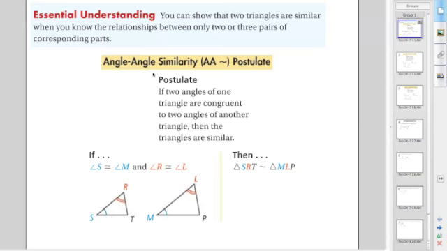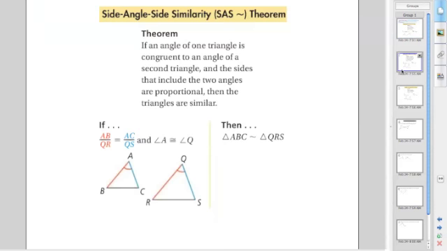If two pairs of angles are corresponding congruent, that makes the third one automatically congruent because all angles in a triangle have to equal 180. Therefore, it will make the triangles similar. So if you know angle S and M are congruent and R and L are congruent, it makes T and P congruent, which makes the triangles similar. So that's the angle similarity postulate.